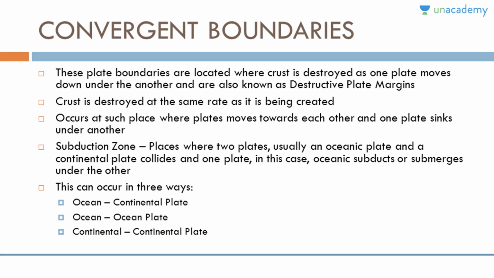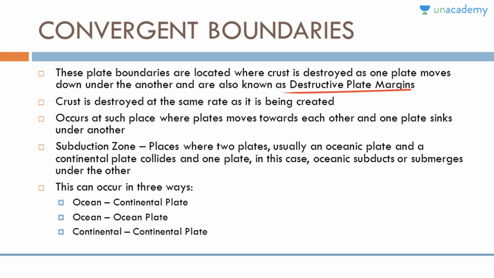Another type of plate boundary is convergent boundaries, which are located where crust is destroyed as one plate moves down under the another and are also known as destructive plate margins. The total area of the earth remains the same, and that is possible only because crust is destroyed at the same rate as it is being created at the divergent boundaries.